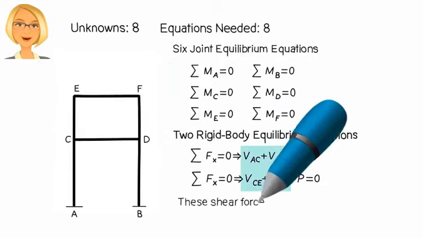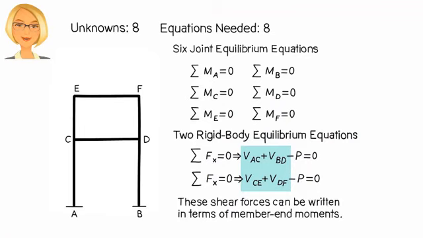Since we can express these shear forces in terms of member end moments, all 8 equations can be written in terms of the unknown slopes and deflections. We can then solve the equilibrium equations simultaneously for the unknowns. Once the slopes and deflections are determined, we can calculate the member end moments and shear forces and determine support reactions. Let's go through an example to see this process in action.